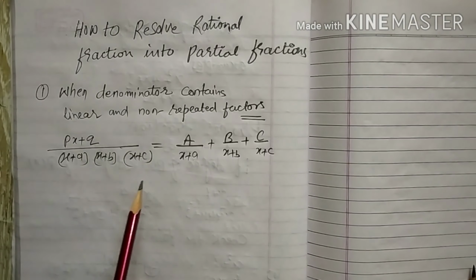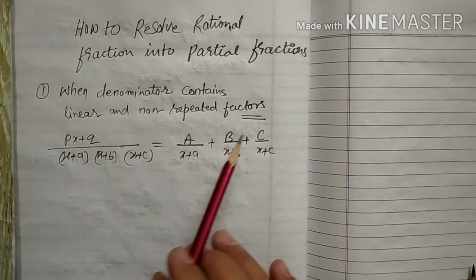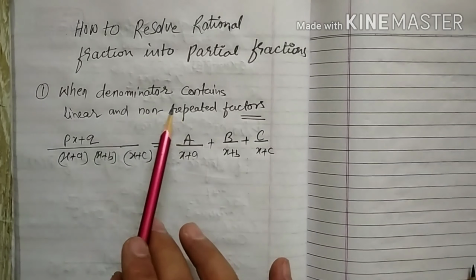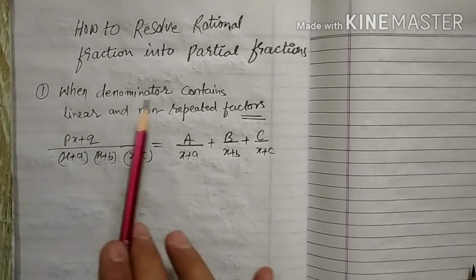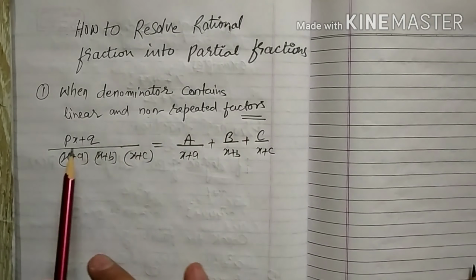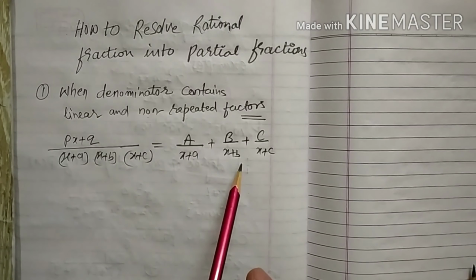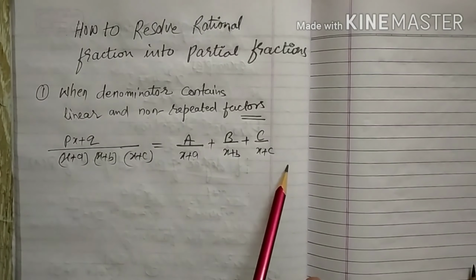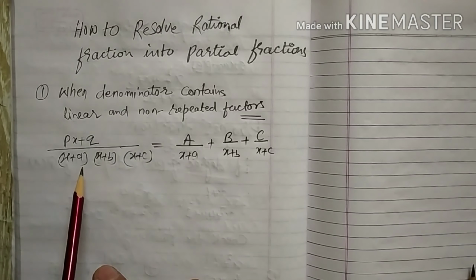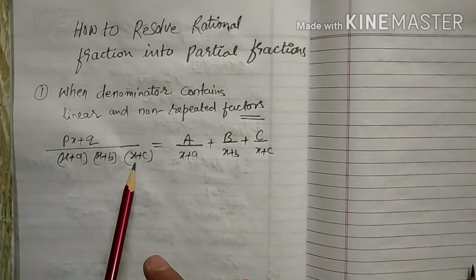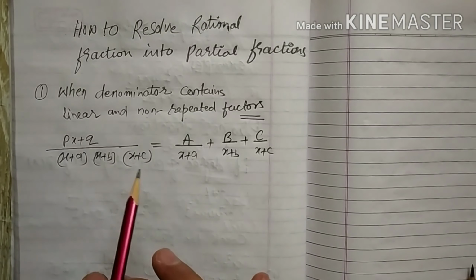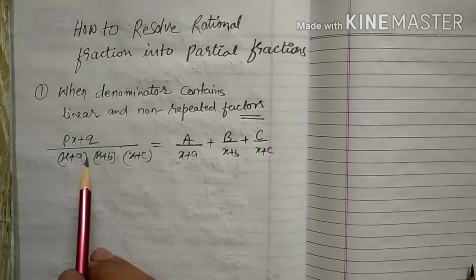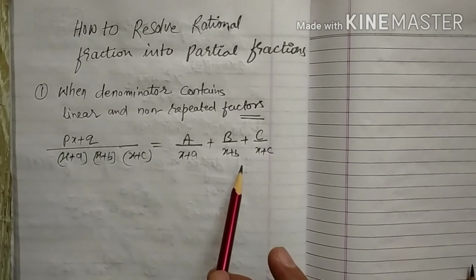But you have to check one thing. It is very clearly mentioned in the topic: when the denominator contains linear and non-repeated factors, we have to write the fraction in this way. This is the rational fraction, and now we are splitting it into partial fractions. The partial fractions are resolved as per the number of factors present in the denominator. Here I am observing 3 factors in the denominator, so I split this rational fraction into 3 partial fractions.